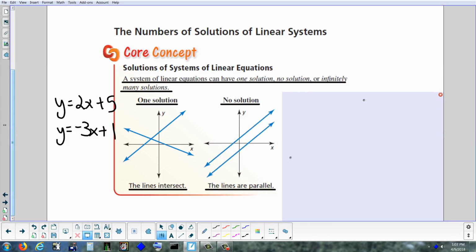So when I have that, what that means is the number with x, or the slope, will be exactly the same in both equations. So we could have y equals 2x plus 3, y equals 2x minus 7. Because the number with x is the same in both equations, the lines will be parallel and they won't intersect. That means there's no solution at all.